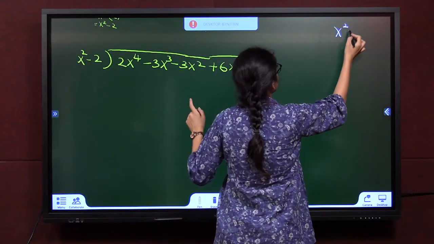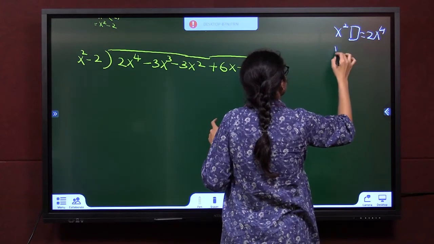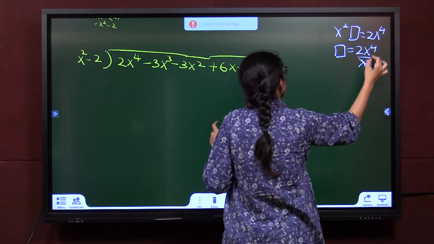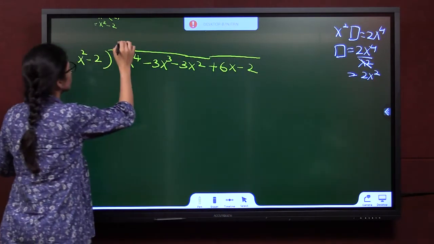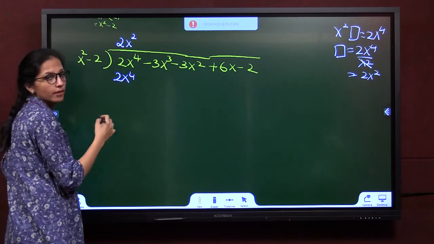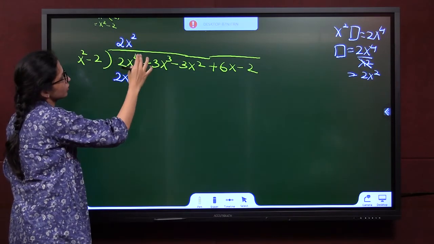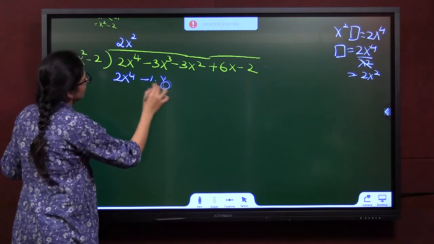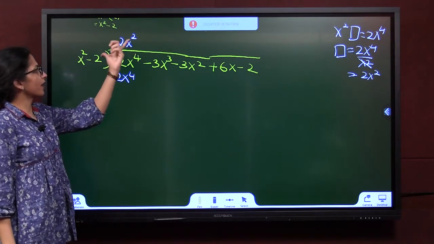I will do it only for the first one. x square into what is 2x power 4? This box is nothing but 2x power 4 by x square. x square cancels, so you are left with 2x square. So, x square into 2x square is 2x power 4. Minus 2 into 2x square, minus 2 into 2 is minus 4x square. So, minus 4x square. Be careful.